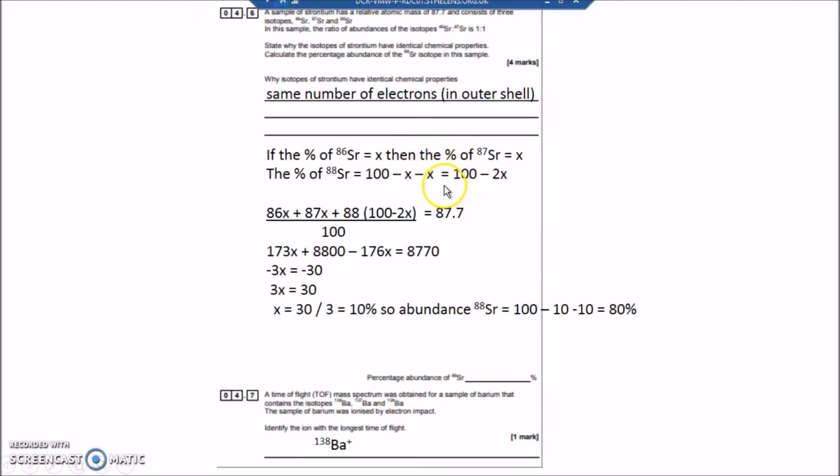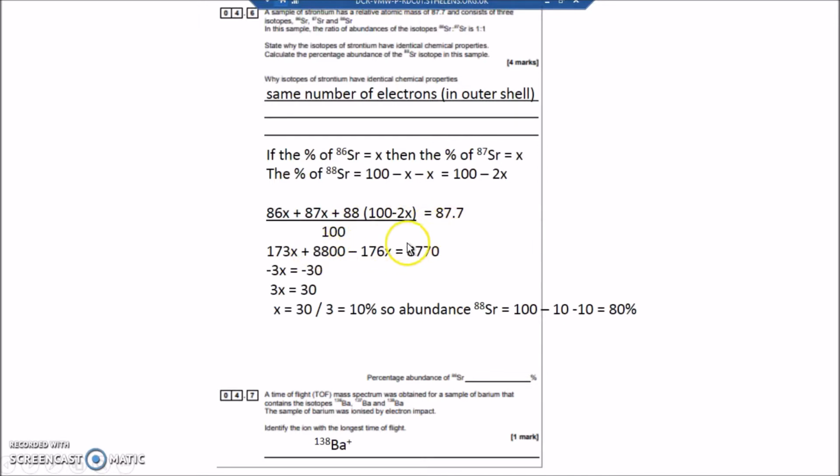Now we imagine that we have 100 particles, and out of the 100 particles, X number of particles would have a mass of 86, X number of particles would have a mass of 87, and 100 take away 2X would be the number of particles that have a mass of 88. To work out the mass of the 86 particles, I multiply 86, that's the mass of one particle, by however many there are. 87 is the mass of the next strontium particle, multiplied by the number that they are, X, and 88 multiplied by the number that they are, and I divide by the total number of particles, which I've decided is 100.